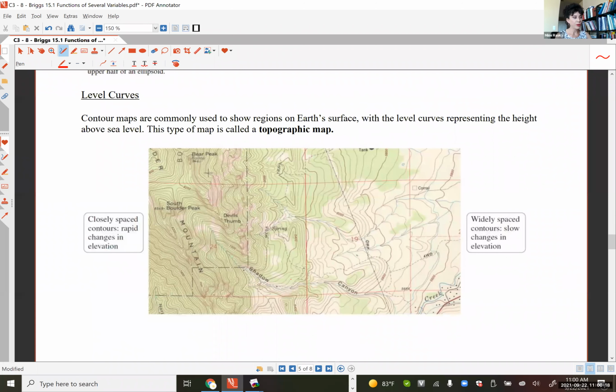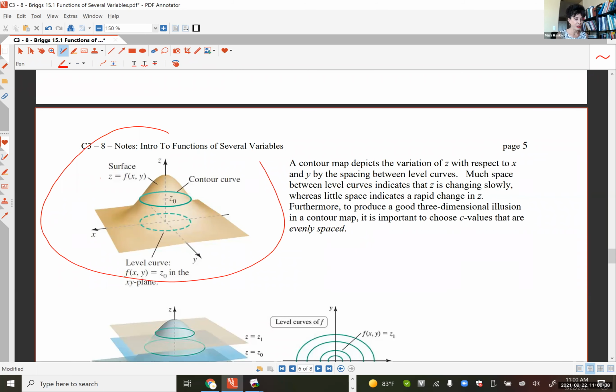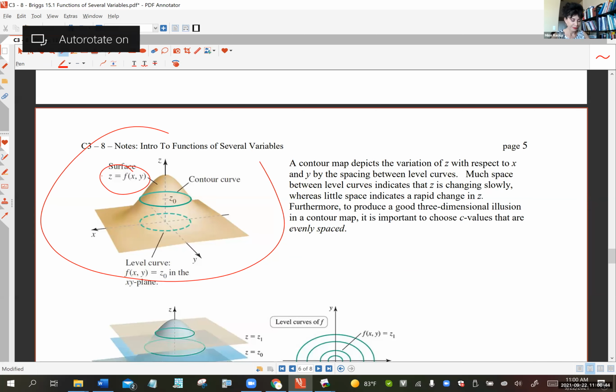So here's level curves. You see one of these kind of maps called a topographic map. So closely spaced contours, that means rapid changes in elevation. Widely spaced contours, slow changes in elevation. Pretty cool, huh? So here's a surface. Let's say it was given by some function z equals f(x, y). The contour map is where you draw all these level curves. So it's showing you the variation of z, the variation of the altitude with respect to x and y, with the spacing of the level curves.